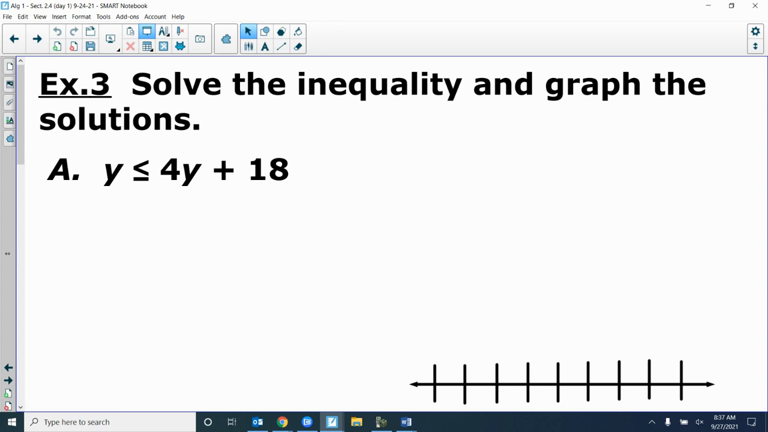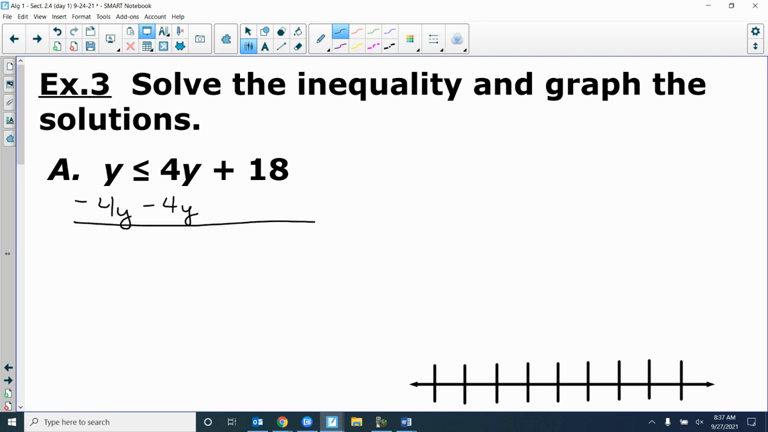Okay, we don't want to do that. So if that clears out a side, we don't do it. We have to move the other one. So I need to move the 4Y. We got to get everything with a Y on one side, everything without a Y on the other. Okay? And so in this case, I'm going to subtract 4Y. That gives me Y minus 4Y, which is negative 3Y, is less than or equal to 18.